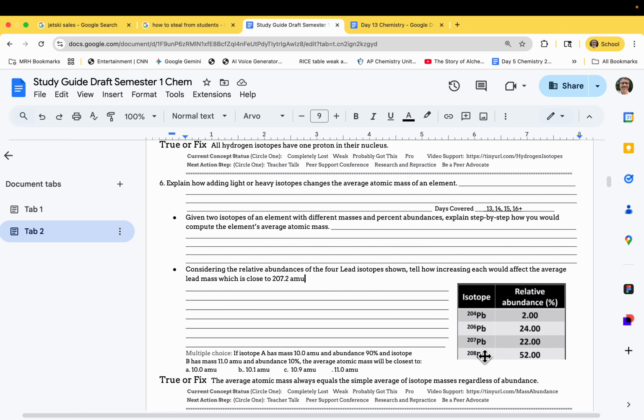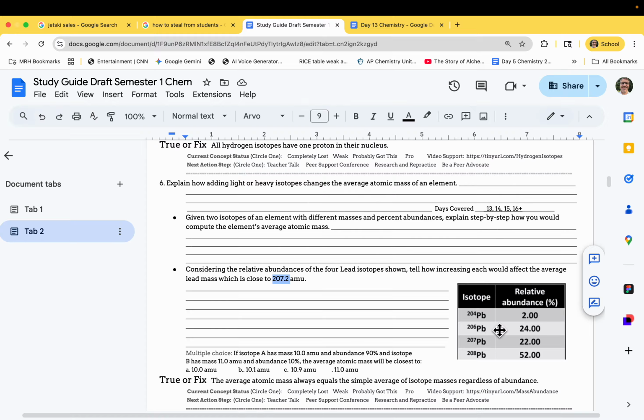Right? So what happens if nature changed and this lighter isotope of lead was more abundant? What if we didn't find it 2% of the time, but what if we found it 20% of the time? Well, that would change this atomic mass average number and make it lighter. It wouldn't be as close to 208. It wouldn't be as close to 207. It'd be pulled down towards 204.